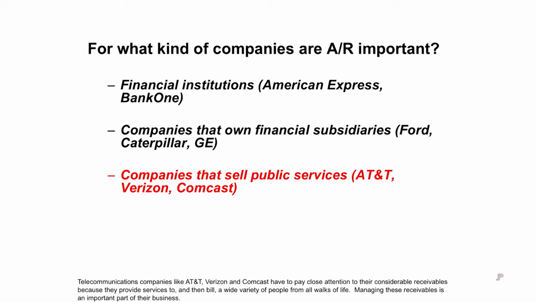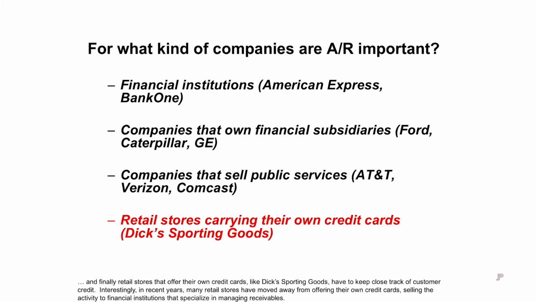Telecommunications companies like AT&T, Verizon, and Comcast have to pay close attention to their considerable receivables because they provide services to and then bill a wide variety of people from all walks of life. Managing these receivables is an important part of their business. And finally, retail stores that offer their own credit cards, like Dick's Sporting Goods, have to keep close track of customer credit. Interestingly, in recent years, many retail stores have moved away from offering their own credit cards, selling the activity to financial institutions that specialize in managing receivables.